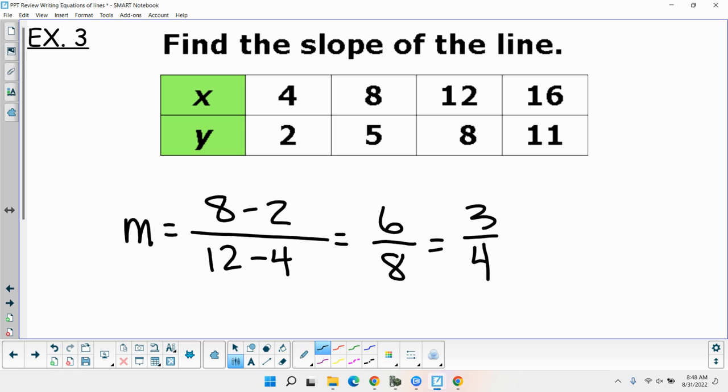So if it's given to you in a table form, you still can find the slope of the line that goes through those points. It doesn't matter, again, it doesn't matter which 2 points you pick. Just remember, y's in the top, rise, over x's in the bottom, run. Okay? Questions? Okay.